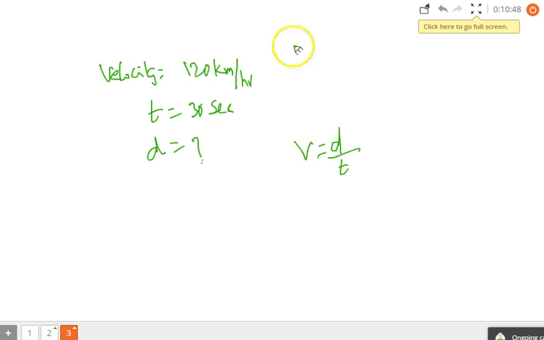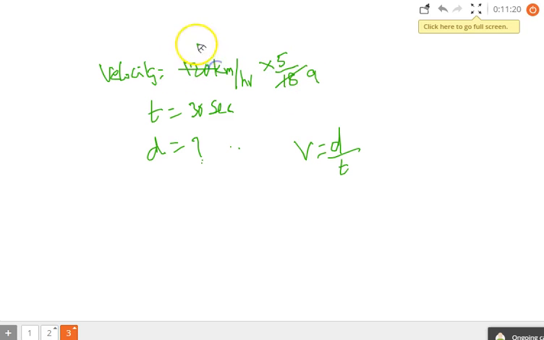Kilometer per hour must be converted into meters per second because the time is given in seconds. Whenever you convert kilometer per hour to meters per second, you will get the distance in meters. If the seconds are converted into hours, you can get the distance in kilometers. 120 kilometer per hour, how many meters per second? 5 by 18 meters per second.